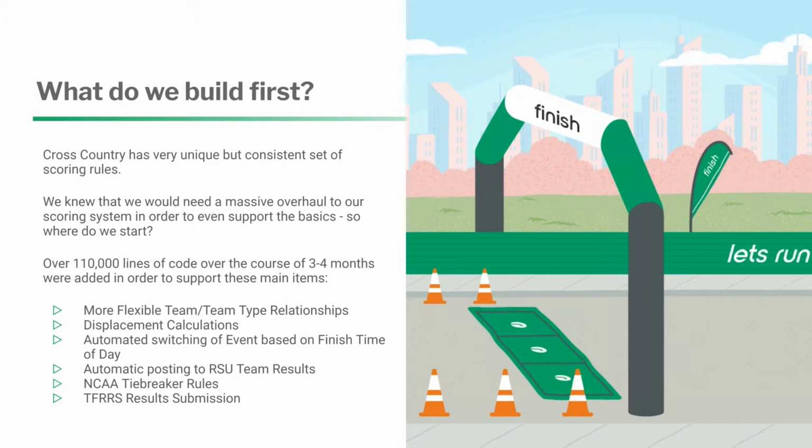Next is the different types of tiebreaker rules that we had to implement. NCAA has a specific tiebreaking rule. It's like a head-to-head type of tiebreaker. If you're familiar with it, it's a little bit wonky. It's a pretty cool system, though. It's basically, if there is a tie, it makes each position of the teams that are tying score against each other to see which one wins that tiebreaker.